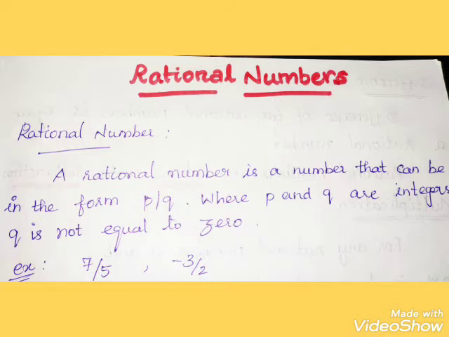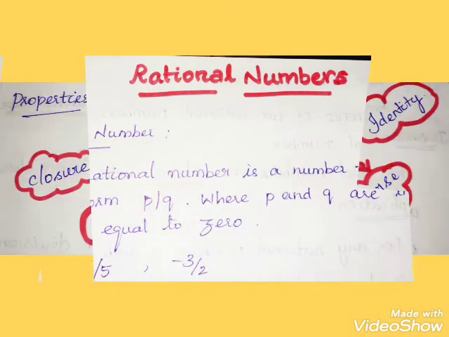Now, rational numbers. A rational number is a number that can be in the form of p by q, where p and q are integers. Integers means both positive and negative, and q is not equal to 0. Then we can say that it is in the form of a rational number. For example, 7 by 5 and minus 3 by 2.